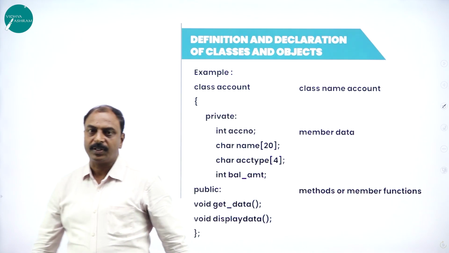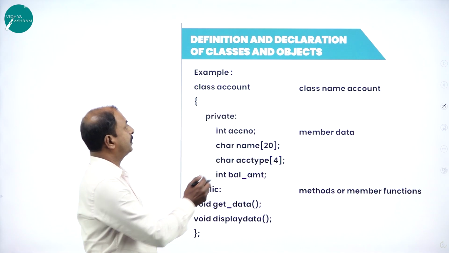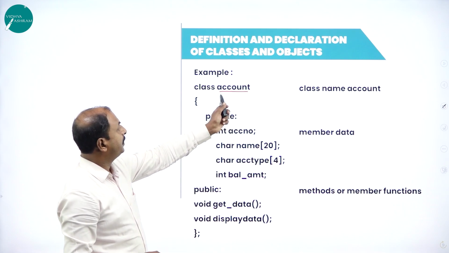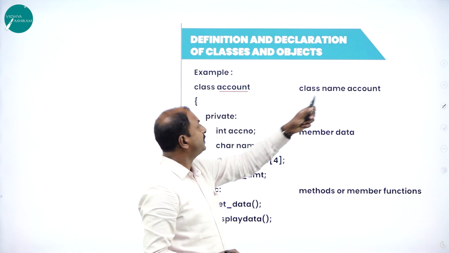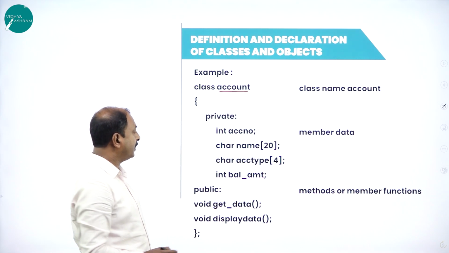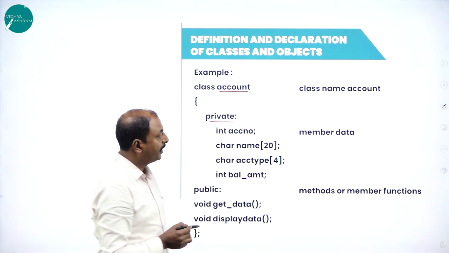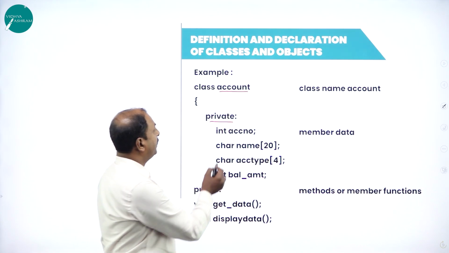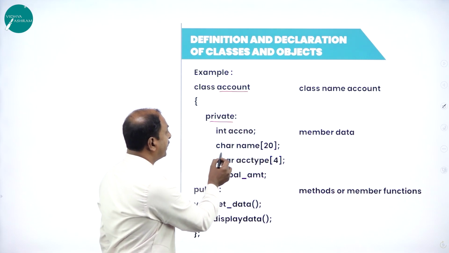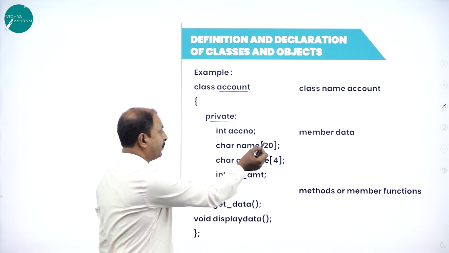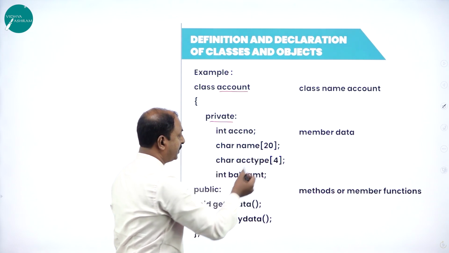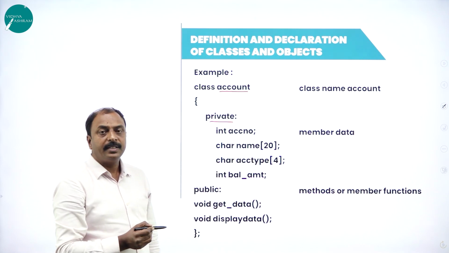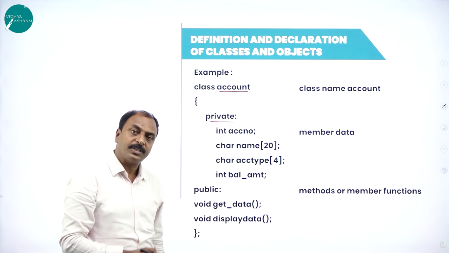Now let us see an example for this. Class is a reserved word, and account is the name of the class, an identifier. Open the bracket, and here the access specifier is private. Inside this we are using variables, called data members: int account number, char name of size 20, char account type of size 4, and int balance amount. These are all called data members, and they are declared under the private access specifier.